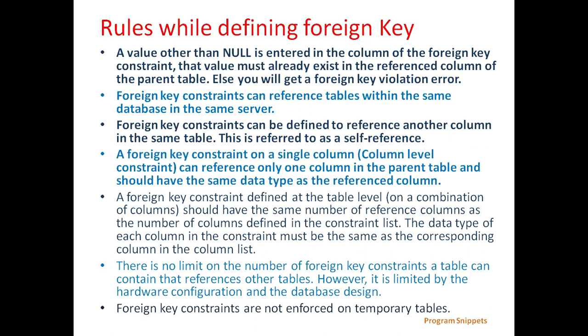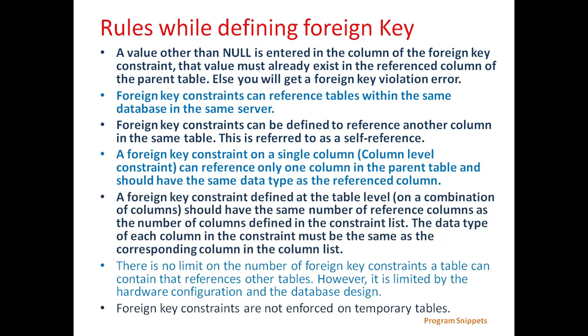A foreign key constraint on a single column, that is a column level constraint, can reference only one column in the parent table and should have the same data type as the referenced column. A foreign key constraint defined at the table level on a combination of columns should have the same number of reference columns as the number of columns defined in the constraint list.